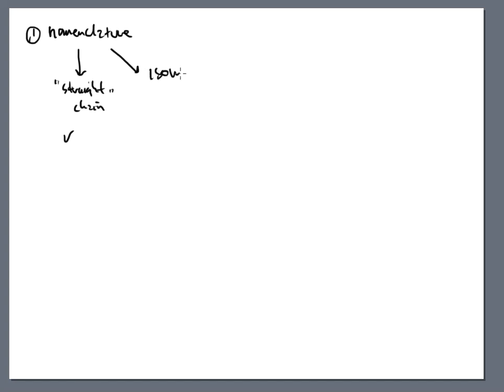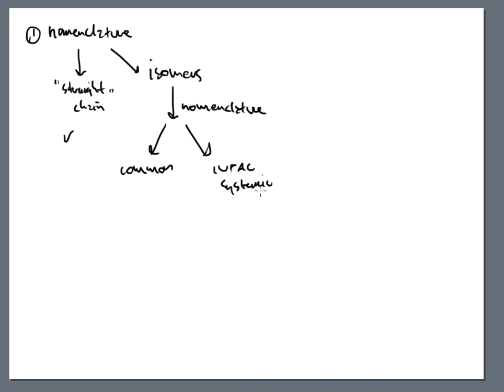However, we also have isomers that can happen. And isomers are the same number of atoms all the way across the board. They just link up differently. And these isomers we're going to have to name as well. And there's two different ways that we can name these. There is a common way that we can name them, and then there's an IUPAC way that we can name them. And this IUPAC way is also called a systematic name, not systemic. A systematic name, S-Y-S-T-E-M-A-T-I-C.